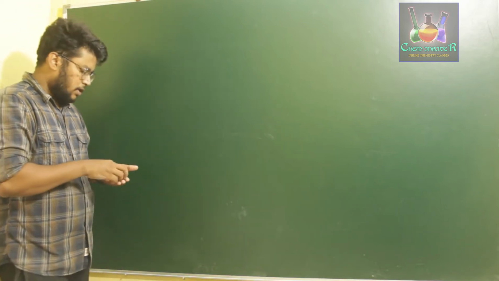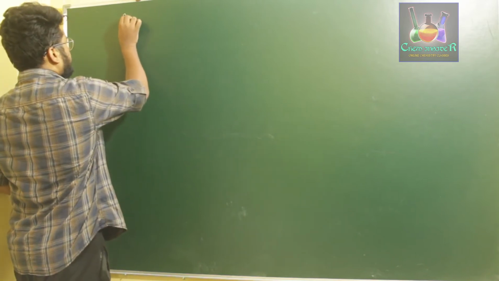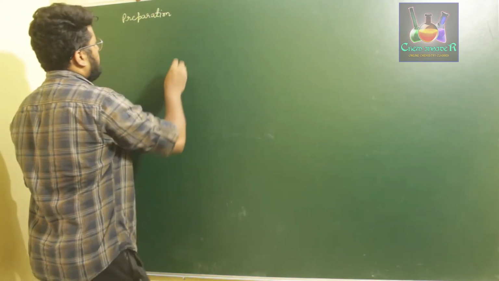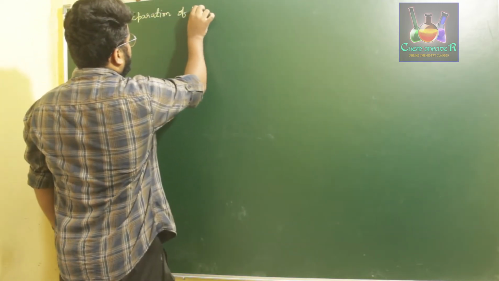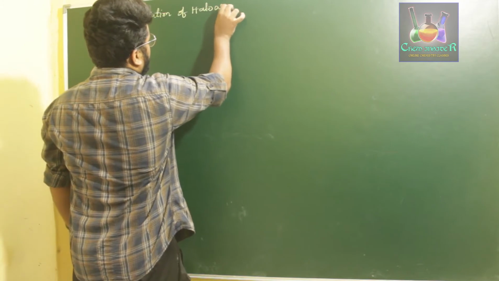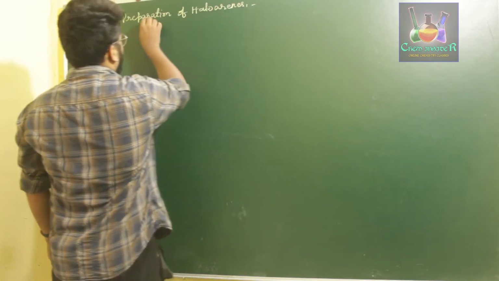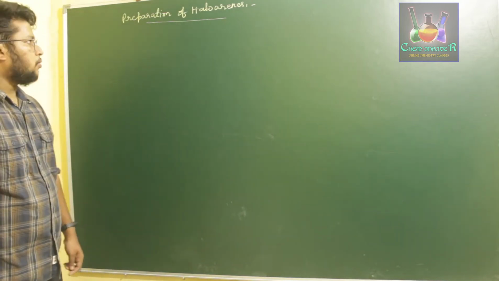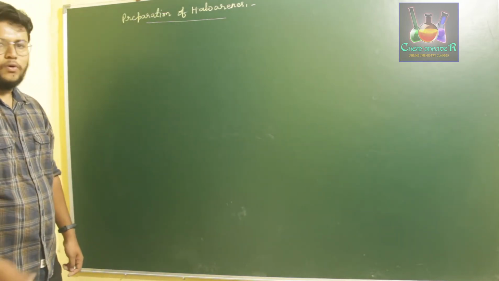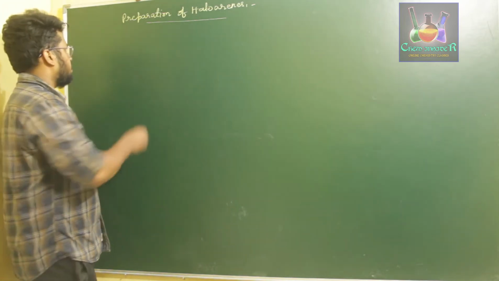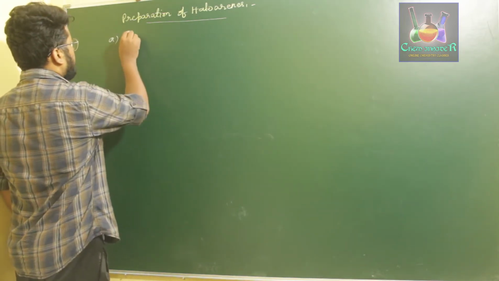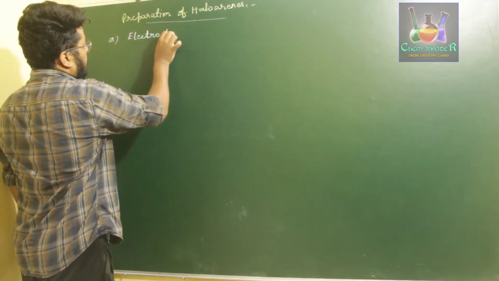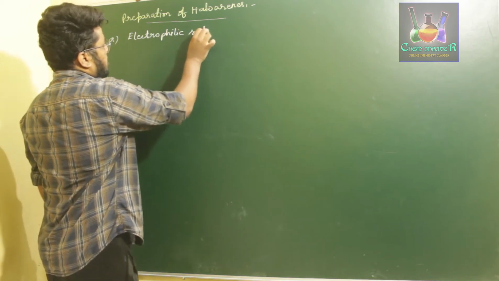So for the first one, preparation of haloarene. The first process is electrophilic substitution. You might have studied electrophilic substitution of benzene in your previous classes, where we use chlorination and bromination for subjecting the arene group of benzene to electrophilic substitution. So we'll use that method over here. First one is electrophilic substitution.